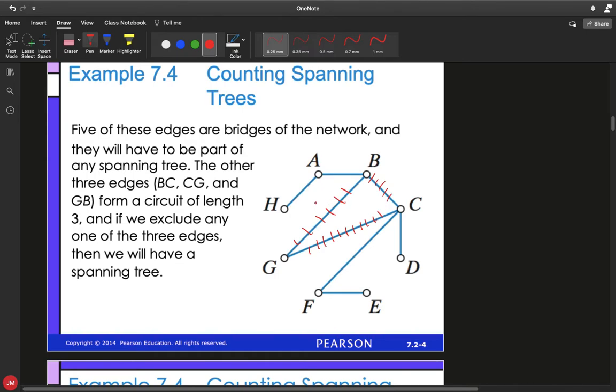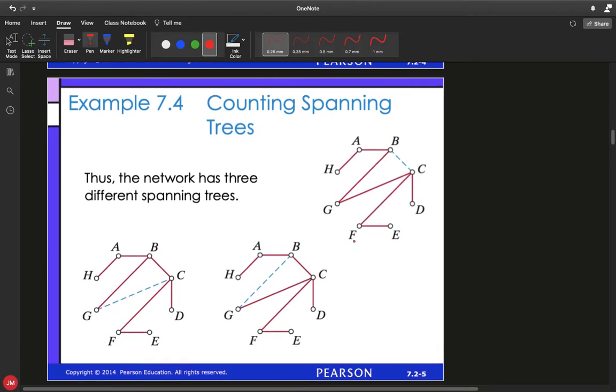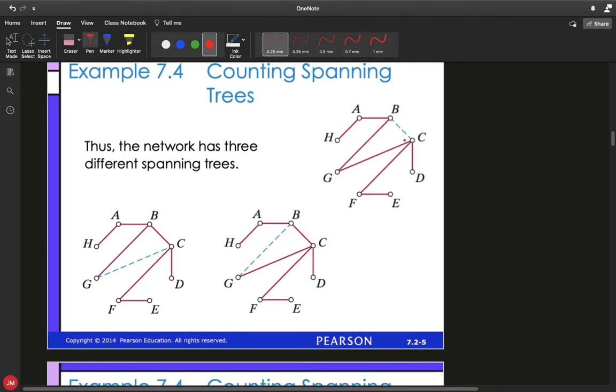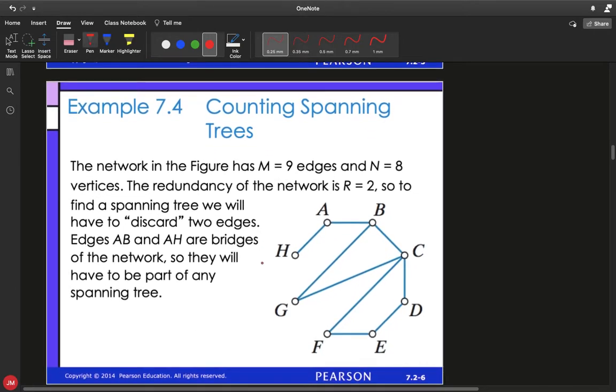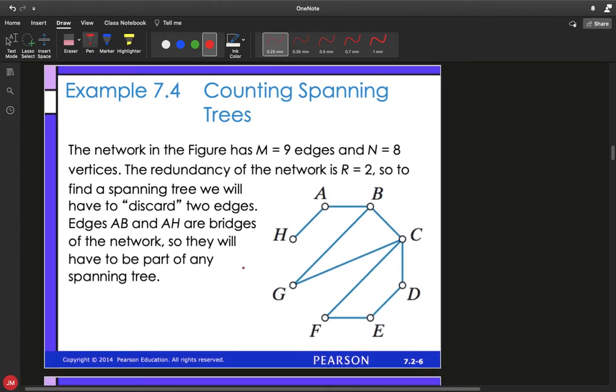We could either get rid of G to B, we could get rid of B to C, or we could get rid of G to C. By getting rid of any of those, we'll have a spanning tree. And so really there are 3 different ways. Again, here they are. If you got rid of B to C, here's what it would look like. If you got rid of G to C, here's what that would look like. And if you got rid of G to B, here's what that would look like. So now let's take a look at another example of this.